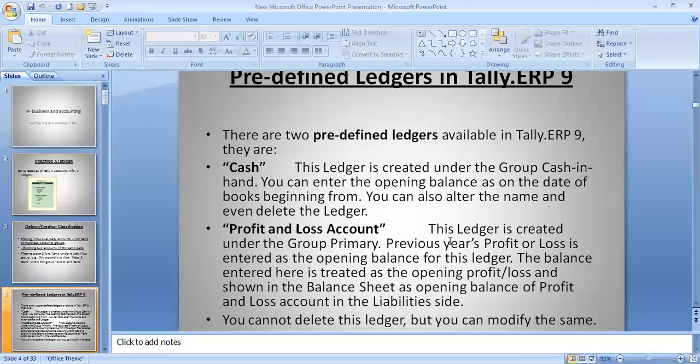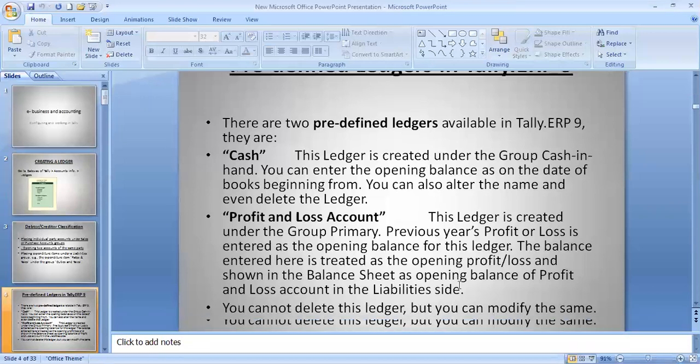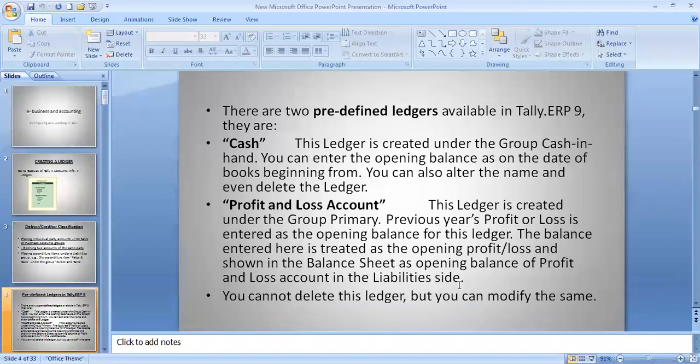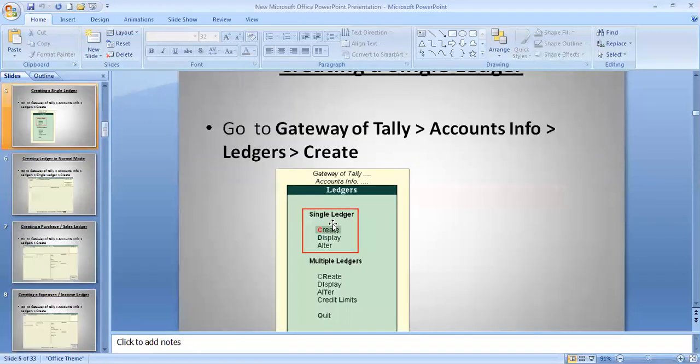The previous year's profit or loss is entered as the opening balance for this ledger. Obviously, the previous year's closing value becomes the opening value of the present year. Okay, the balance entered here is treated as an opening balance and is shown as the opening balance of profit and loss on the liabilities side. And you also have the option in Tally ERP9 to either delete the ledger or modify it if you want to retain it. So that option is also available here.